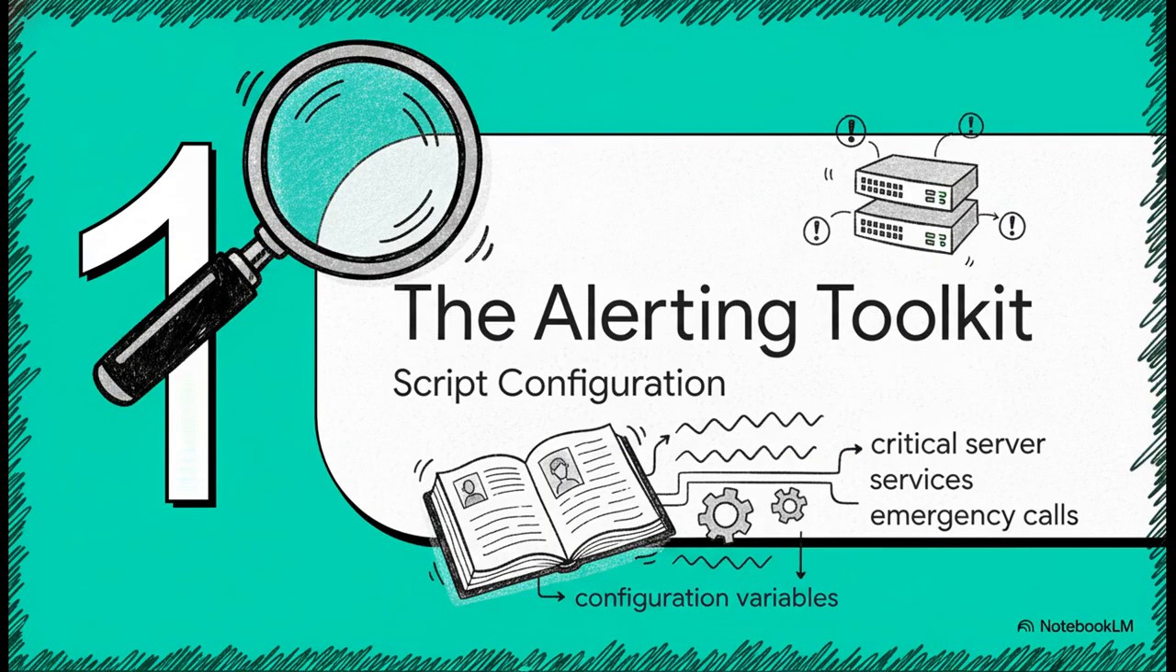Okay, so how do we make sure our guard is always awake? We give it a watchdog. And the very first thing this watchdog script needs is basically an emergency contact list. It needs to know who to call when things go wrong. So let's take a look at the configuration variables, the script's address book.